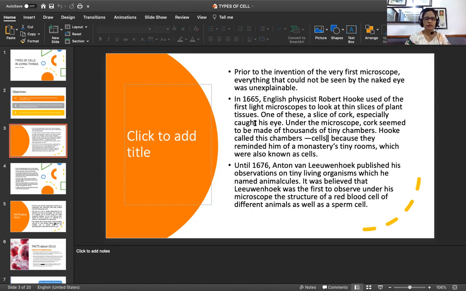If you look at this, these are the different scientists that you can recall from your first assignment. Then came Anton van Leeuwenhoek. He published his observations on tiny living things and organisms, which he named animalcules. It was believed that Leeuwenhoek was the first to observe under his microscope the structure of red blood cells of different animals as well as sperm cells.